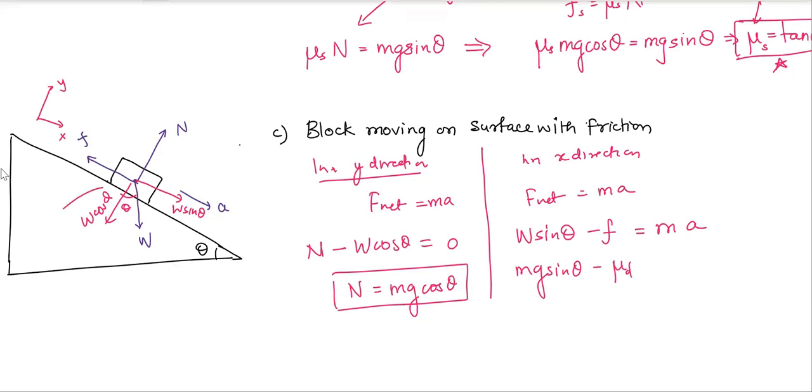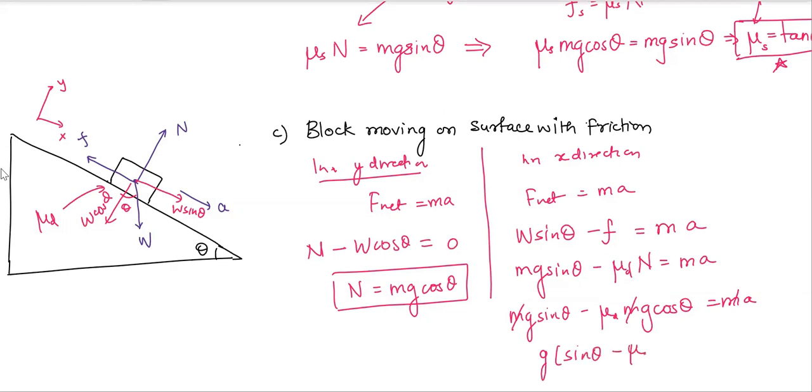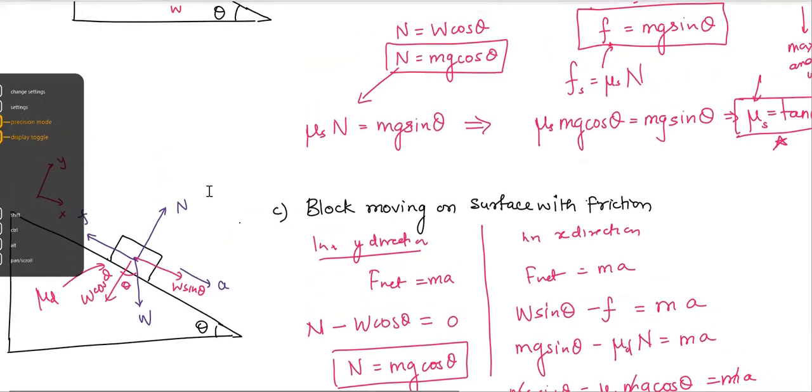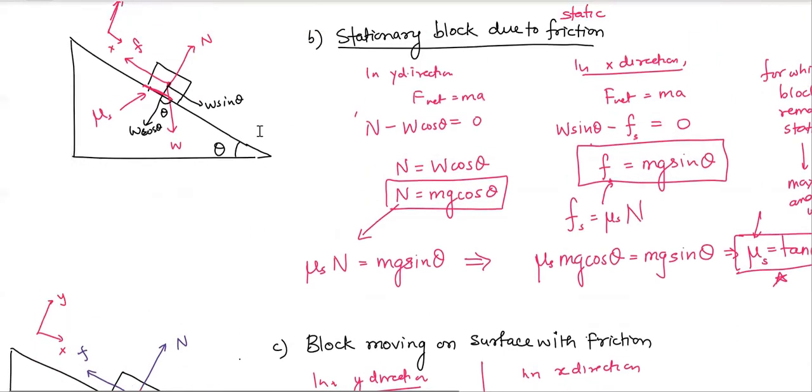Now I can write this as mg sin theta, and friction I can write as mu d times the normal force, because now there will be a coefficient of dynamic friction, since the object is moving. Now the normal force can be written as this, so I can write mg sin theta minus the coefficient of dynamic friction times mg cos theta. Now we can cancel out the m from this equation by dividing, and you can write this as g sin theta minus mu cos theta is equal to a. So we can find the acceleration by using this equation. This is how we solve friction problems and force problems using net force equals ma. Thank you so much.